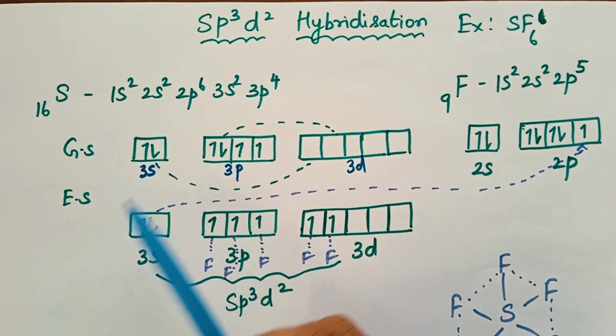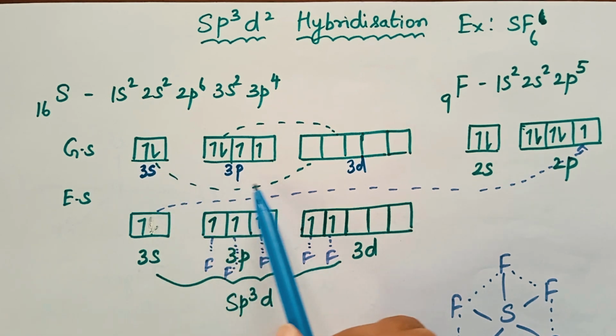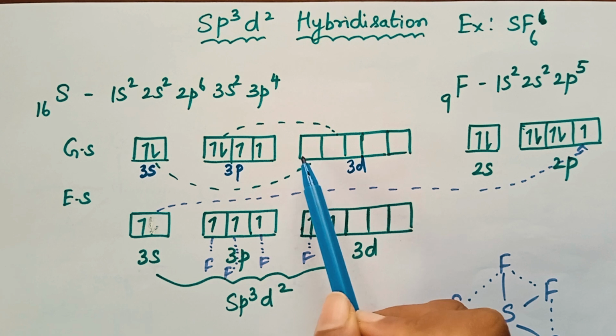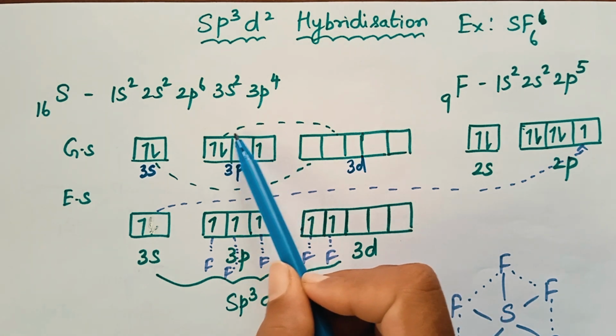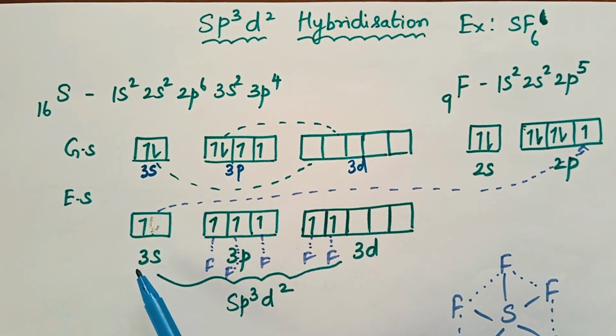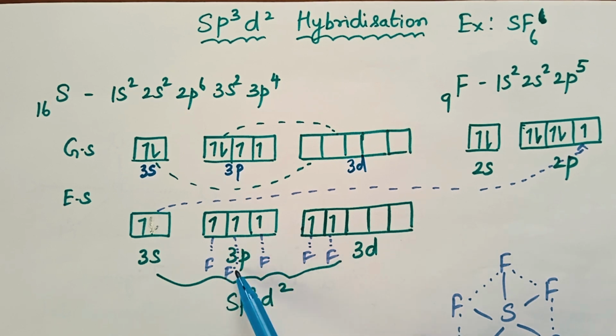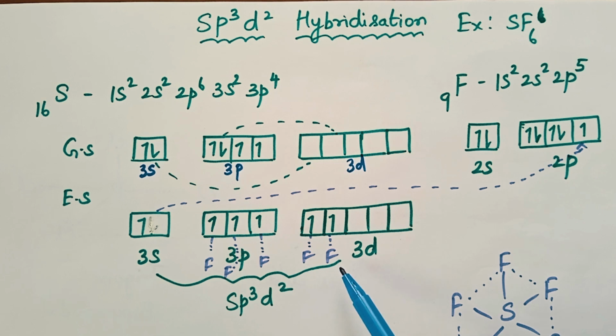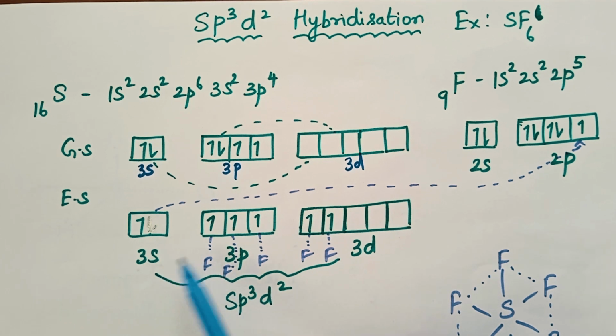During the excited state, 1 electron from the 3s orbital jumps to the 3d orbital and 1 electron from 3p jumps to the 3d orbital. So in the excited state there will be 1 electron in the 3s orbital, 3 electrons in the 3p orbital and 2 electrons in the 3d orbital. So it forms sp3d2 hybrid orbitals. These unpaired electrons in sulfur will pair up with the unpaired electrons of fluorine.